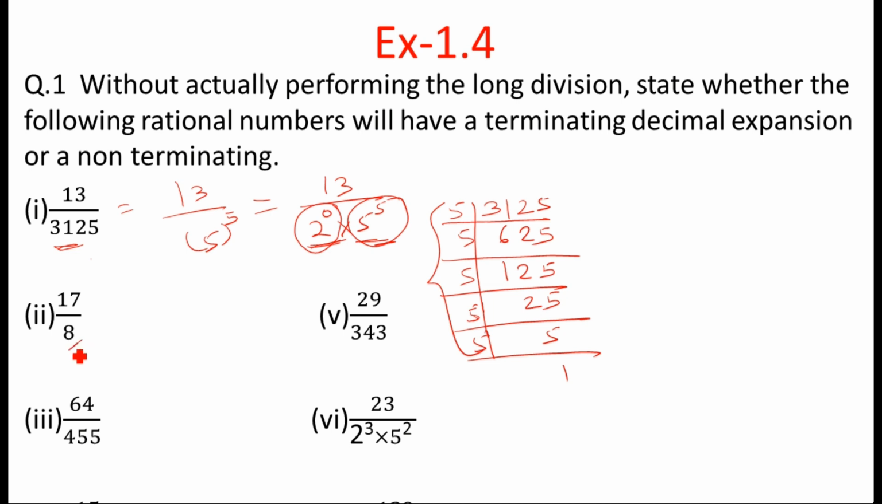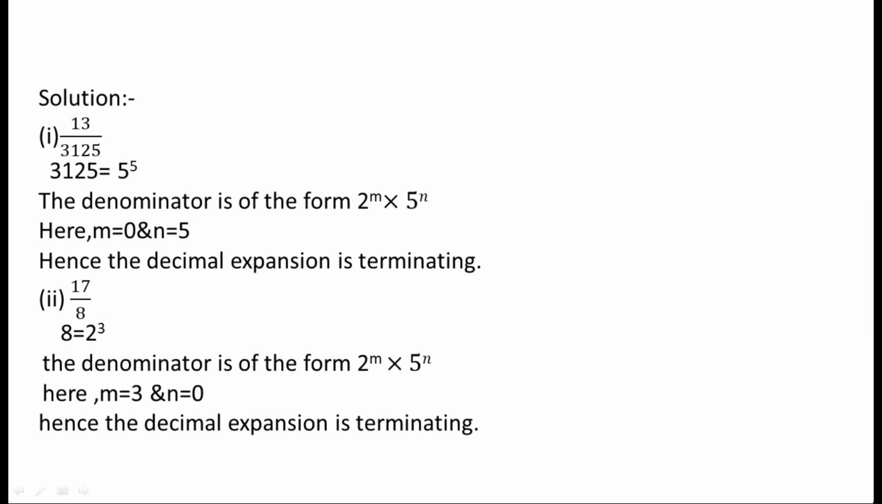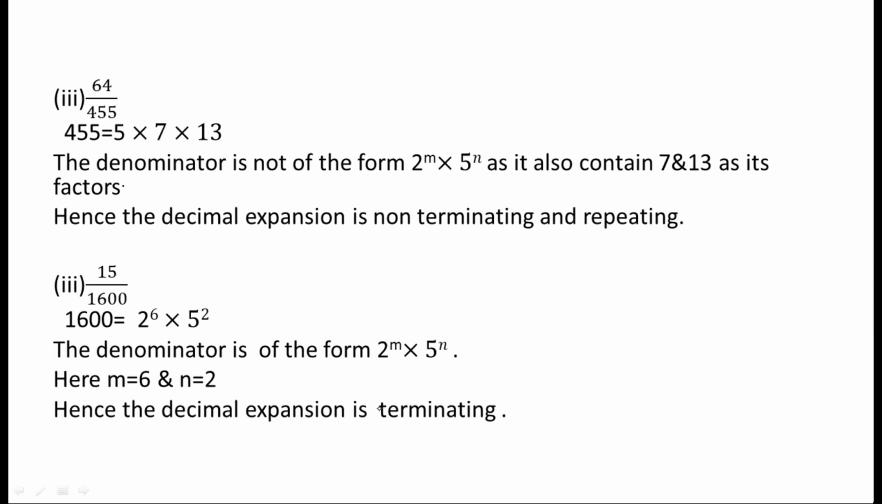Now comes the next question. We have 17 upon 8. We can write 8 is equal to 2 raised to the power 3. Here, we can write it as 17 upon 2 raised to the power 3 cross 5 raised to the power 0, which also has only 2 and 5 in its denominator. Therefore, it's again a terminating decimal expansion.